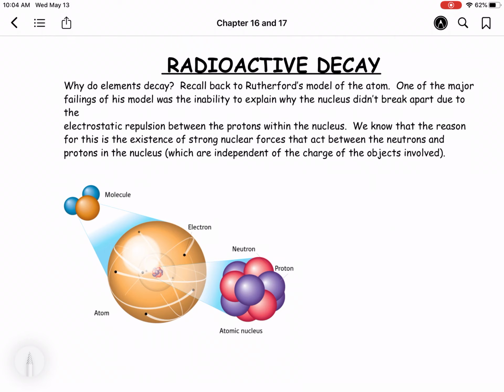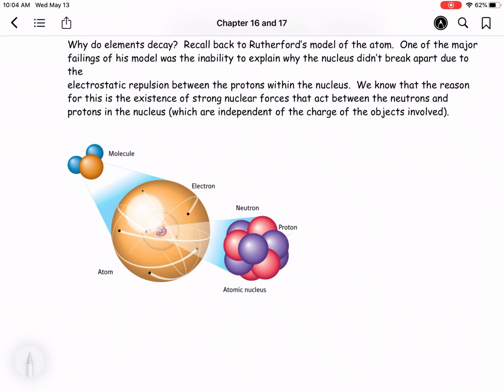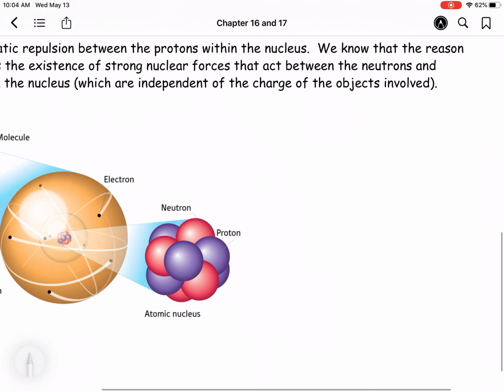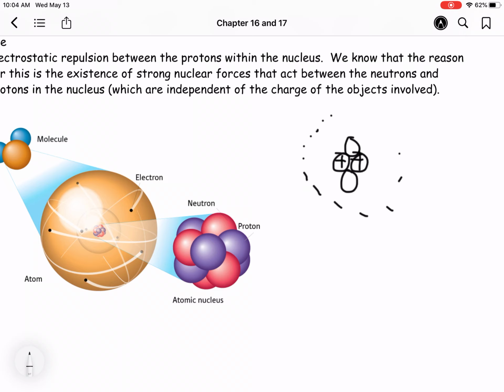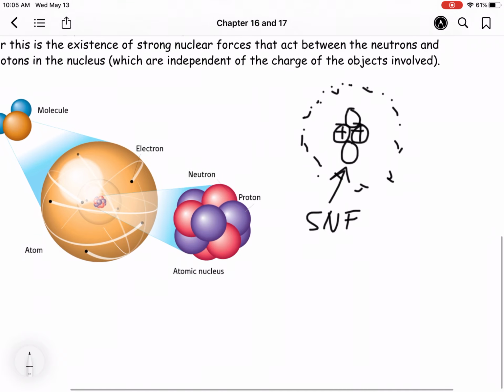So why do elements decay? Well, the reason is that we have two types of forces getting involved in the nucleus. And we've shown this before. We have our protons, we have some neutrons, all this kind of stuff. Now, as long as they're within this circle, this is where the strong nuclear force acts. It's not Sunday Night Football. That's a strong nuclear force. The strong nuclear force can overpower, and it does, the electrostatic force. So the strong nuclear force is winning in this case, as long as we're within something that size.